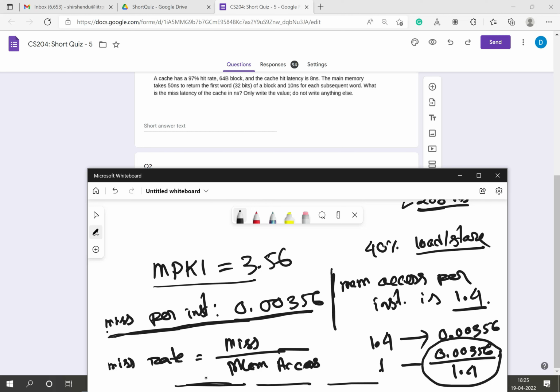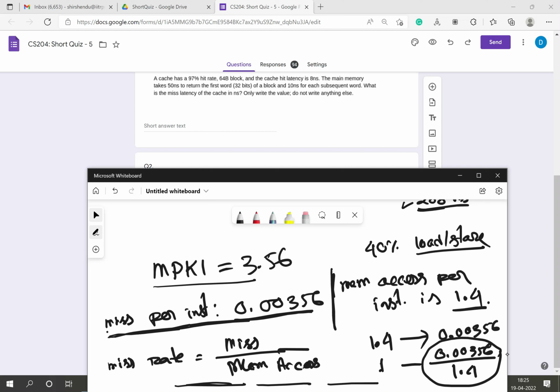So this circle means miss per memory access, which is actually the miss rate, right? So I think this question's answer is not correct. Almost everyone did it wrong here. But let me know if I am missing something here.